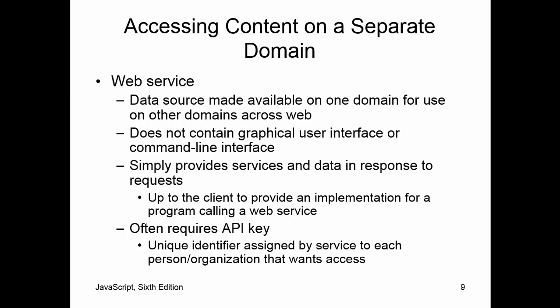All right. We have talked in previous chapters of the same origin policy. And the purpose of that policy is to prevent malicious scripts from modifying content. So if I've got one window open, I shouldn't be able to go into another window and be able to modify things. All right. Well, one common usage of this kind of thing is working with web services. And with a web service, it's a data source that's made available on one domain for use on other domains across the web. And I'll give you my story.